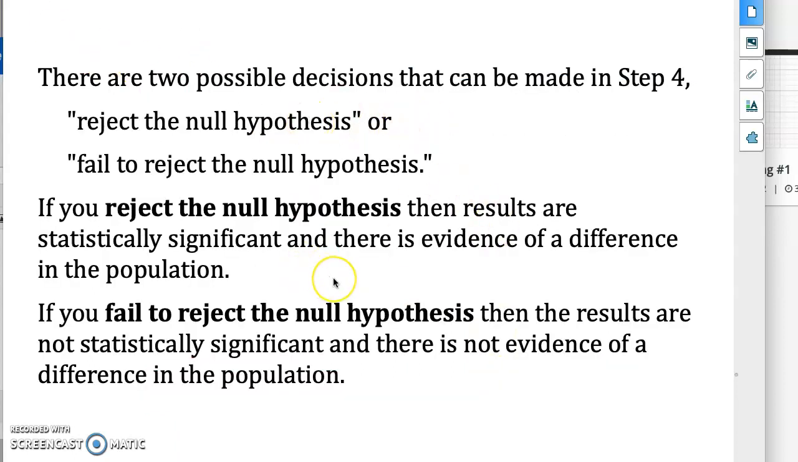Okay, this is kind of saying the same thing. There are two decisions you can make. You can either reject or fail to reject. If you reject the null hypothesis, then the results are statistically significant, and there is evidence that there is a difference. If you fail to reject, the results are not statistically significant, and there is not evidence of a difference.